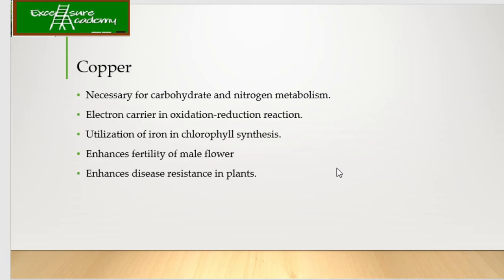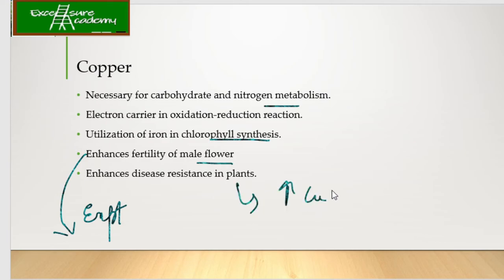Okay, now moving on to the next, copper. It is required for carbohydrate and nitrogen metabolism. It is actually acting as an electron carrier in oxidation-reduction reactions. It is helping in the utilization of iron in chlorophyll synthesis. It also enhances the fertility of male flowers. Okay, now this has been proven by taking an experimental setup. It also enhances the disease resistance in plants. But it doesn't mean that you can increase the concentration of copper. What will happen, more increase in copper, then it will result in toxicity. So that's why it is coming under the micronutrients, that it is required in very minimal amounts.